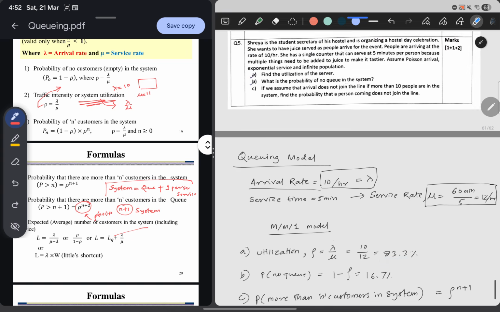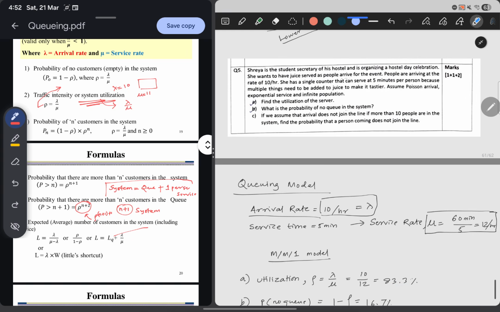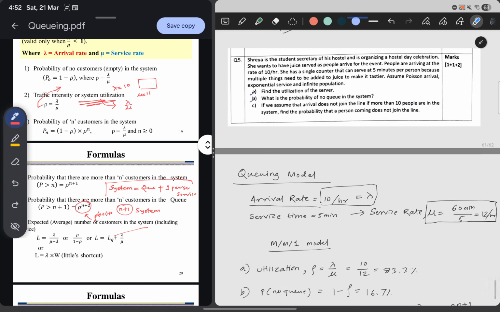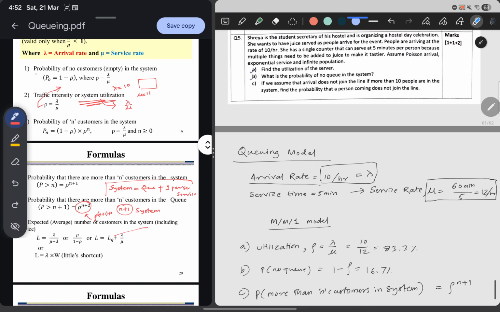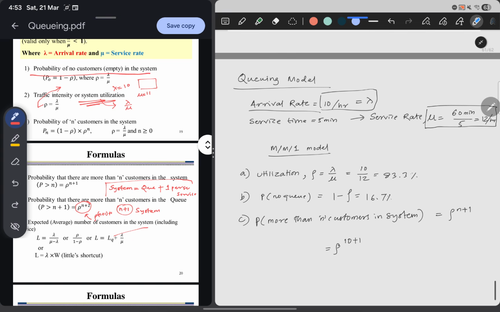In the second question, what is the probability of no queue in the system? No queue means the system is not being utilized at all, so the utilization is zero. That is basically the probability of no customer or an empty system. So that is 1 minus rho, and 1 minus rho will be 1 minus 83.3%, that is 16.7%.